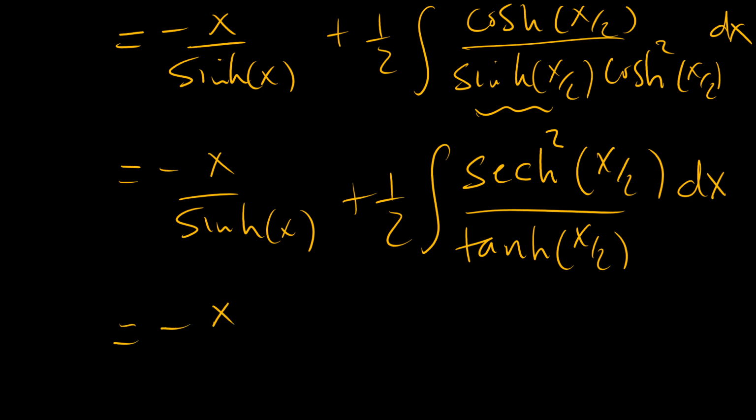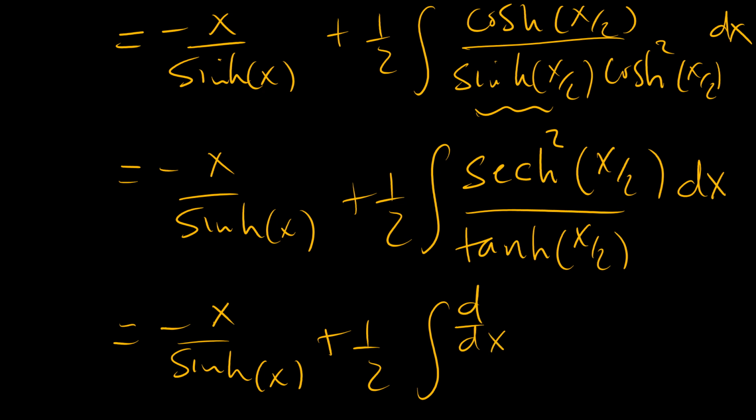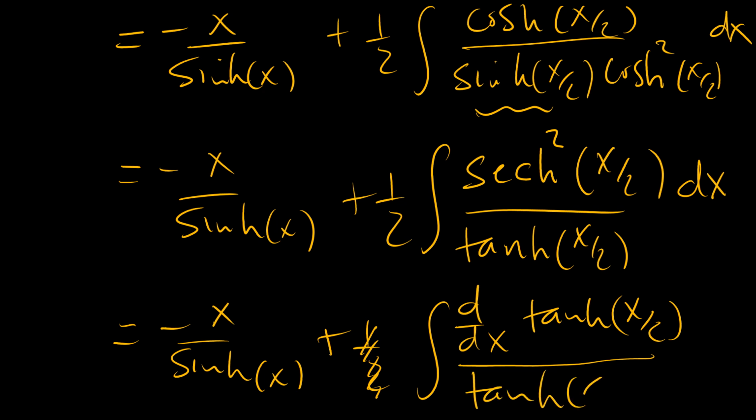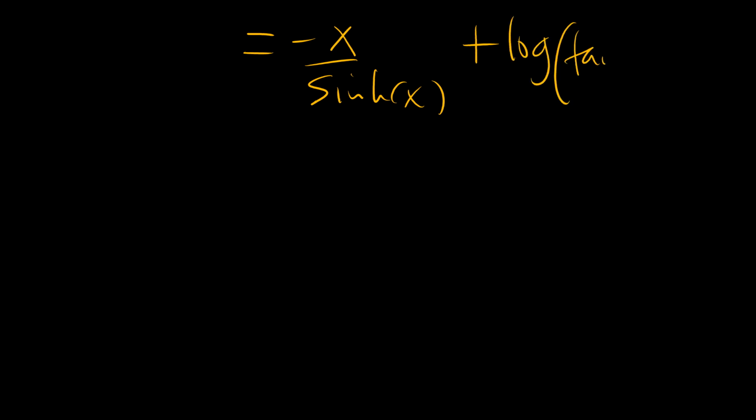What we have in the numerator is the derivative of the hyperbolic tangent of x over 2. This leads us to knowing that the integral here is essentially the natural logarithm of whatever is in the denominator, which is equal to negative x over sinh x plus the natural logarithm of the hyperbolic tangent of x over 2 plus the integration constant.